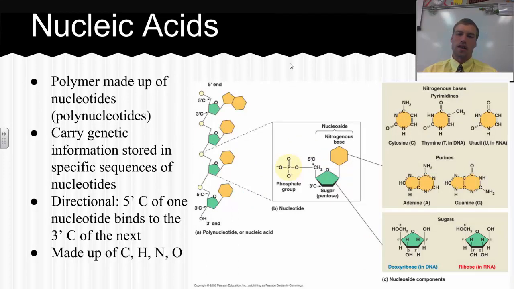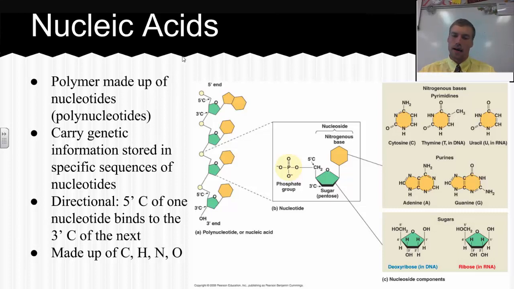Now we're going to talk about nucleic acids, which are, again, another polymer. They go through a dehydration synthesis reaction. We will talk more about that when we get to our DNA unit. Nucleic acids are used to carry information, and they pass it on both within an organism and from one generation to the next. They are directional, and this is incredibly important, so you need to make sure that you get this part down. The 5' carbon of one nucleotide binds to the 3' carbon of the next nucleotide.